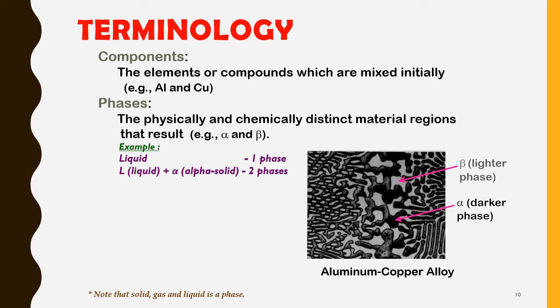Now, let us learn about the components in metal. Take a look at this example. The elements or compounds which are mixed initially are aluminium and copper. You can see there are two distinctive or different materials here. Beta happens in the lighter phase and alpha happens in the darker phase. So the aluminium copper alloy is differentiated by these two phases that can be seen distinctively together.